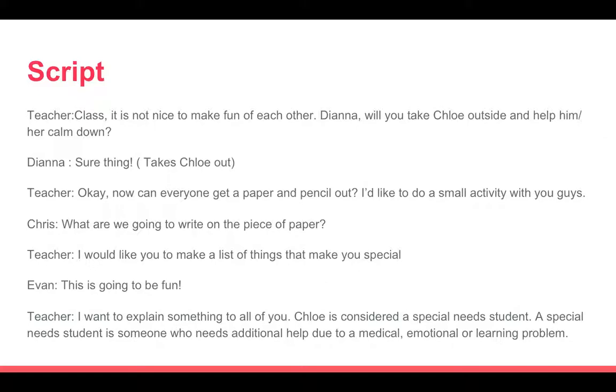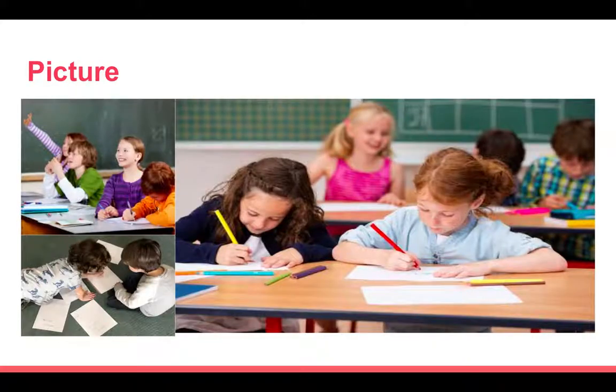The teacher would say, "Class, it is not nice to make fun of each other. Diana, will you take Chloe outside and help her calm down?" Diana, "Sure thing." She takes Chloe out. Teacher, "Okay, now can everyone get a paper and pencil out? I'd like to do a small activity with you guys." Chris, "What are we going to write on this piece of paper?" Teacher, "I would like you to make a list of things that make you special." Evan, "This is going to be fun." Teacher, "I want to explain something to all of you. Chloe is considered a special needs student. A special needs student is someone who needs additional help due to a medical, emotional, or learning problem."